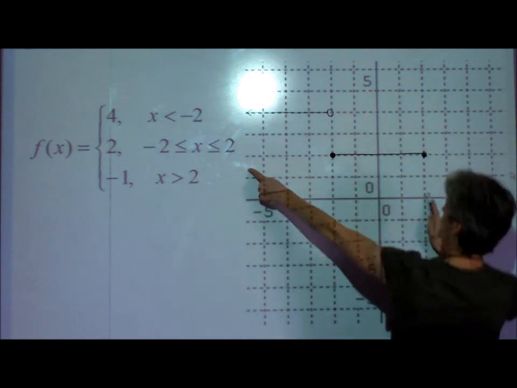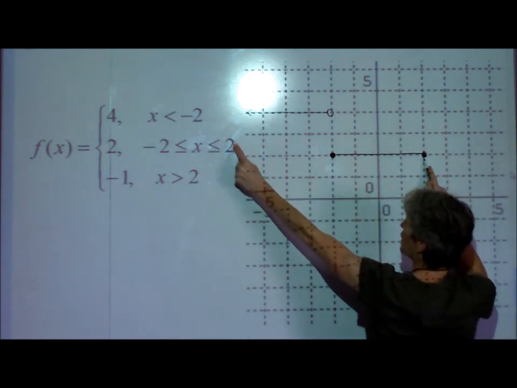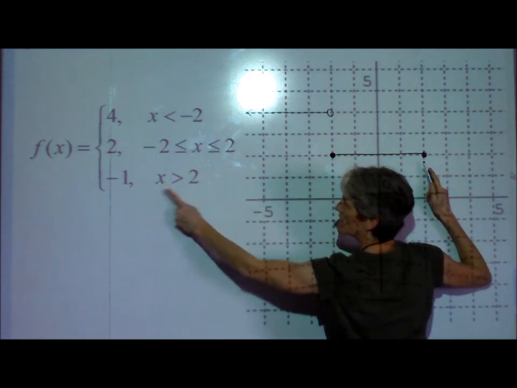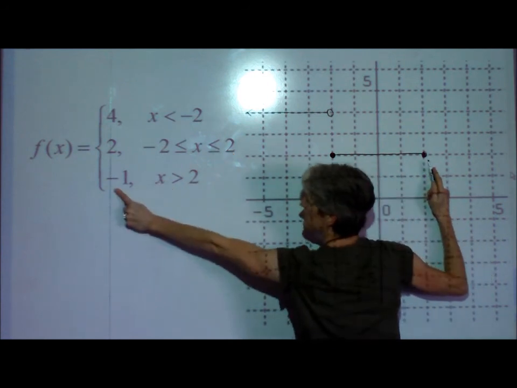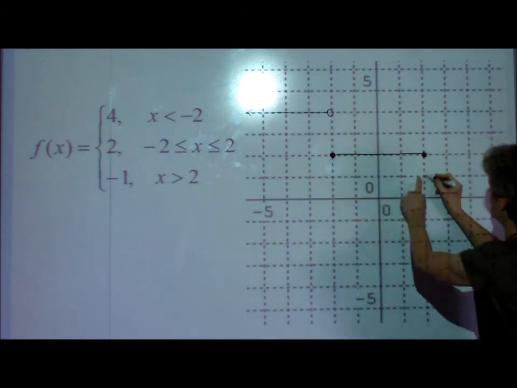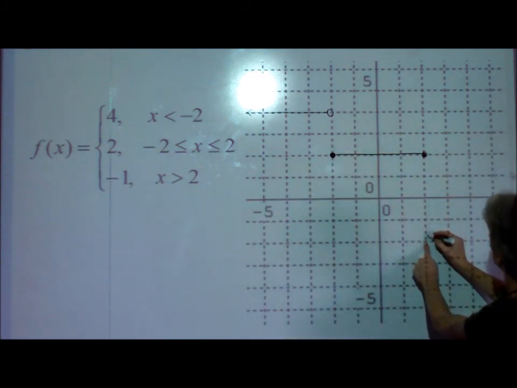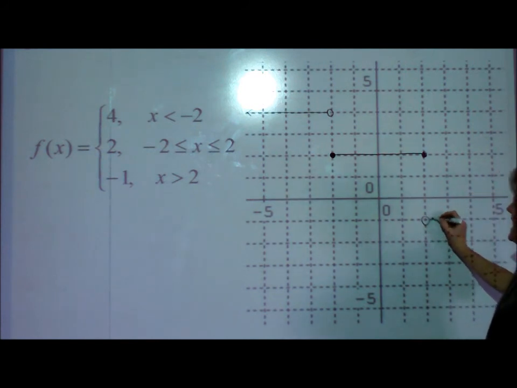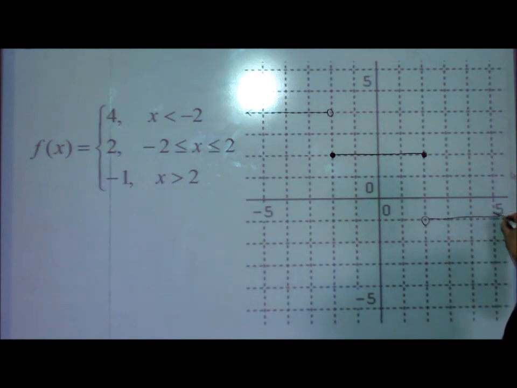And right when I get to my x value of 2, I say, oh, I'm done with this piece, let's go to this piece. For all x values greater than 2, my output is going to be -1. So 2 is the transition, so I'm going to put an open circle where x is 2, and my y value is -1, and there we go.